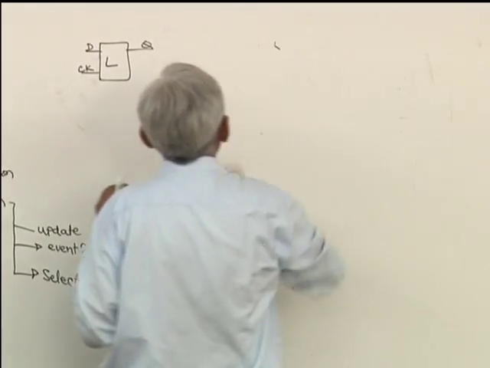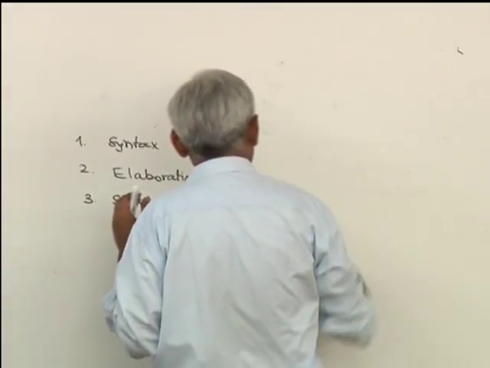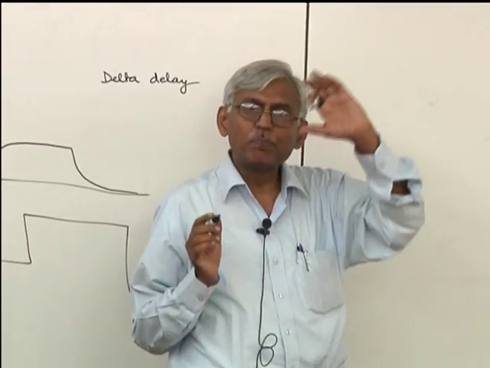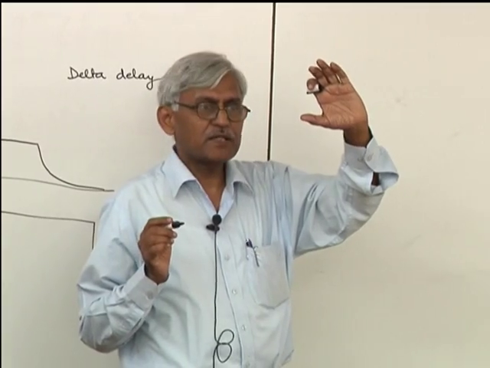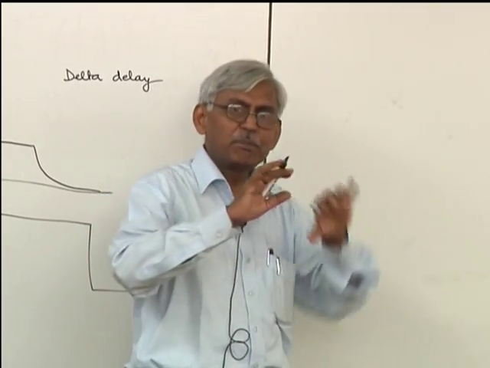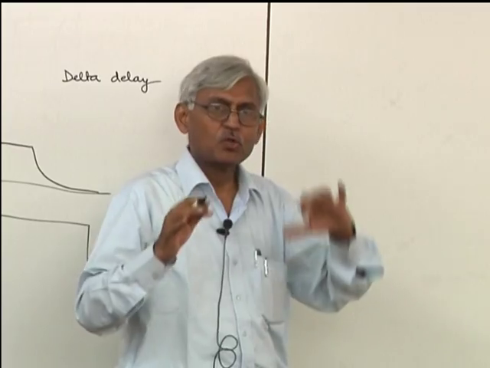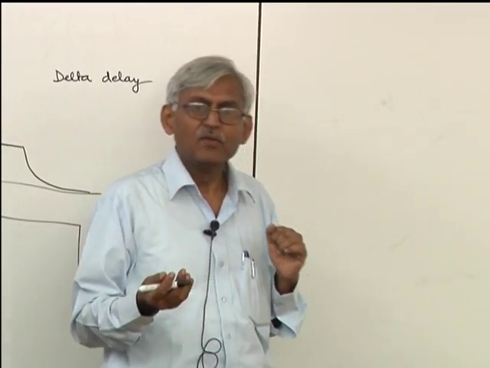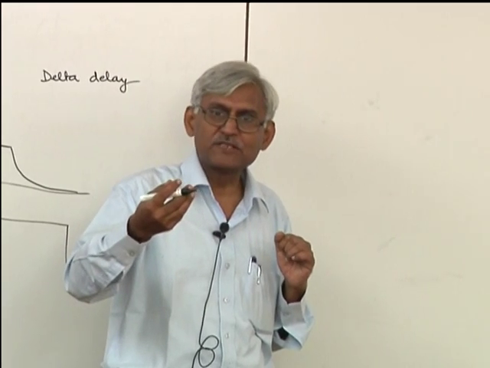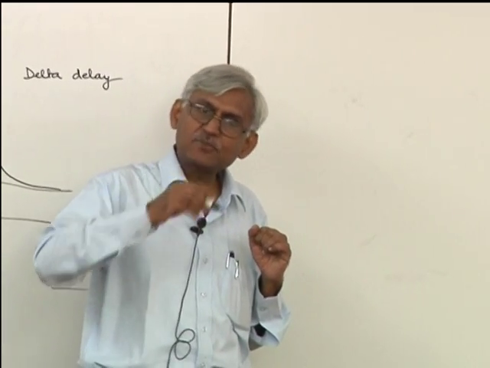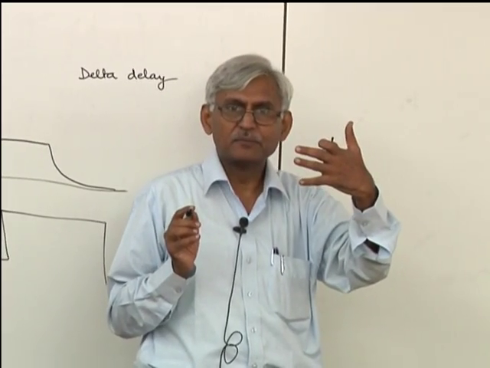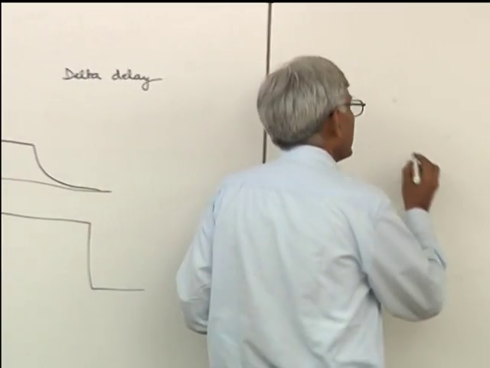I am taking VHDL as an example now, because now we are doing practical things. Each component is described as a two-part object. The first part is the external look. So, you look at each object from outside and from inside, okay. So, when you look at it from outside, what do you see? You see its pin diagram and you know what circuits to connect to its pin, okay. That is called an entity.